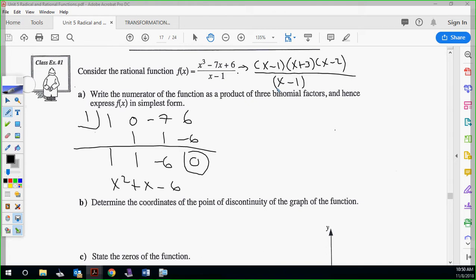Okay, so the numerator is a product of 3 binomial factors. So we did that. So let's write this right here. So the 3 binomial factors are x minus 1, x plus 3, and x minus 2. That's the top factored.